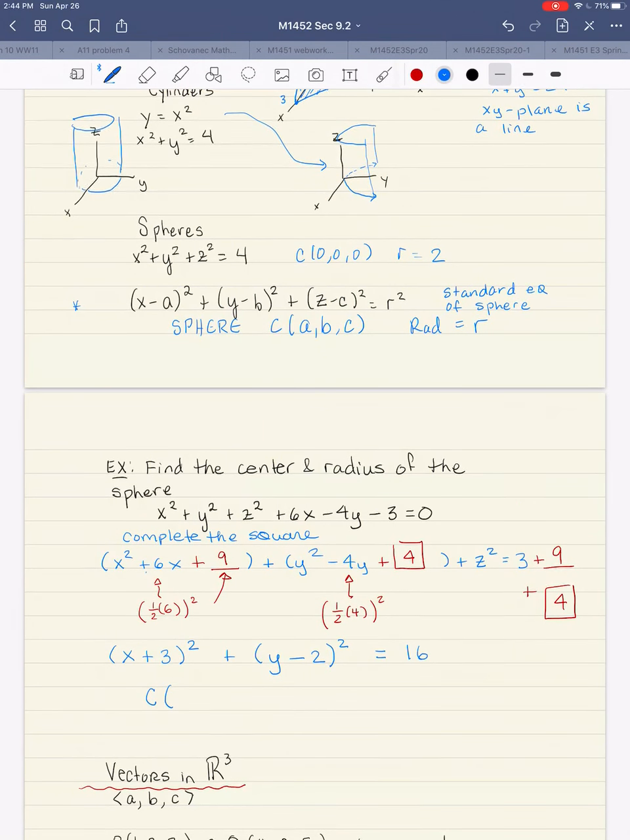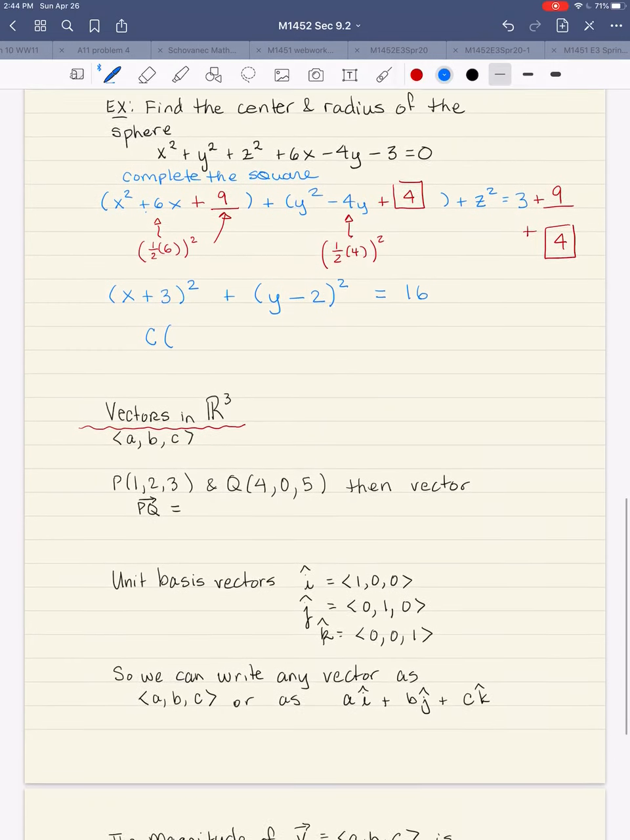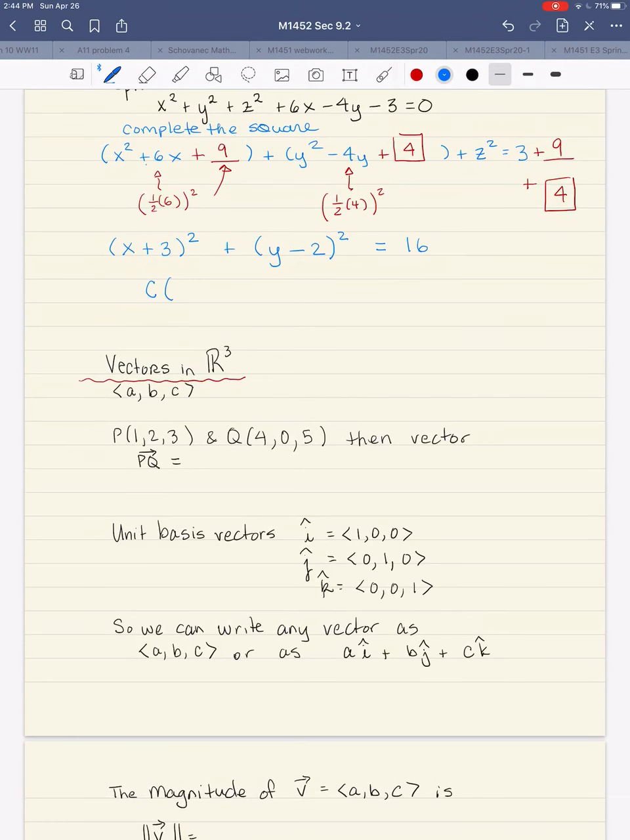And this tells us that our center, remember, things shift backwards from what you think, so this minus a here shifts to the right a units, x plus 3 shifts to the left 3 units. So the x is left 3, y is right 2. Oops, I lost my z squared, there it is, plus z squared, and there's no shift in the z direction. So it's a center at negative 3, 2, 0, and radius of 16.